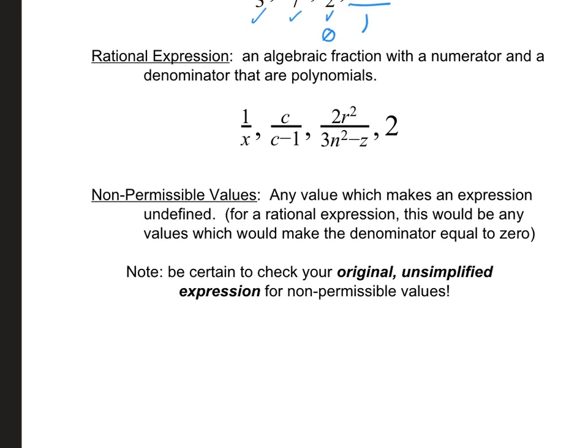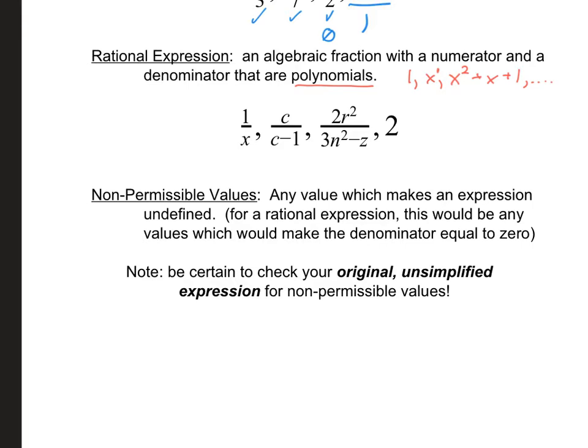Let's go on to rational expressions now. A rational expression is an algebraic fraction, and the numerator and denominator have to both be polynomials. So what are polynomials? Well, there's a number of different types of polynomials. We have constants, we have linear functions, we have quadratic functions. All of these have x raised to some power. In this case it's x to the 1, x to the 2. 1 would be the same thing as 1 times x to the power of 0, and so forth.